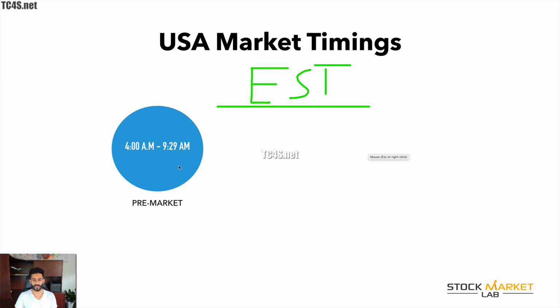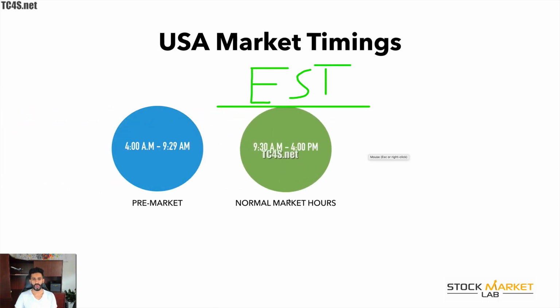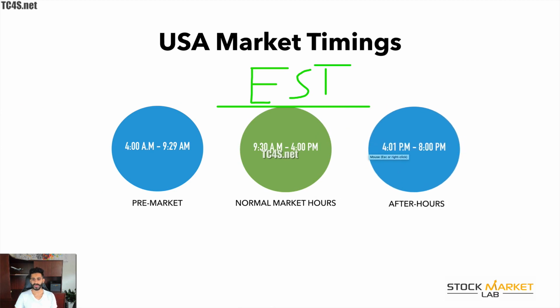So we have something called pre-market. We have something called normal market hours, and we have something called after hours. Pre-market starts from 4 a.m. Eastern Standard Time to 9:29 a.m. Eastern Standard Time. Normal market hours starts from 9:30 a.m. Eastern Standard Time to 4 p.m. Eastern Standard Time. And then after hours, 4:01 p.m. to 8 p.m. Eastern Standard Time. This is Monday till Friday. The markets are closed on Saturday and Sunday.